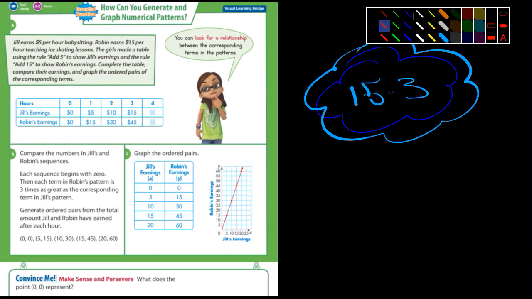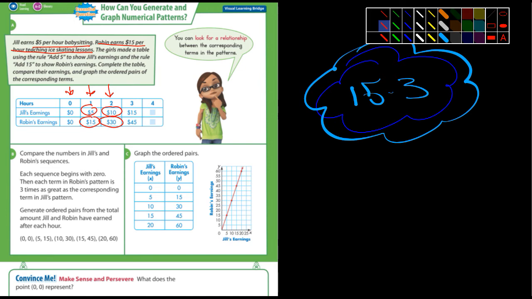It says Jill's earning $5 per hour babysitting, and Robin earns $15 per hour teaching ice skating lessons. The girls make a table using the add 5 rule to show Jill's earnings and the add 15 rule to show Robin's earnings. Of course, if they haven't worked anything, they get nothing. But after an hour, Jill's earned 5 and Robin's earned 15. After 2 hours, Jill's earned 10 and Robin's earned 30, because remember, she's making $15 an hour.